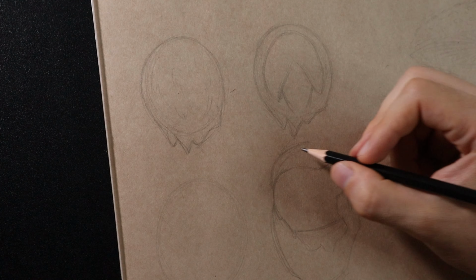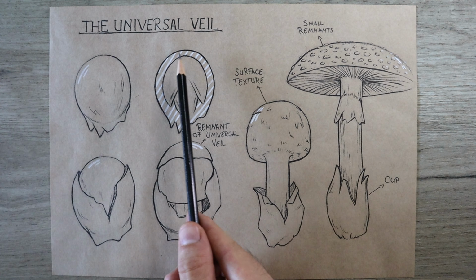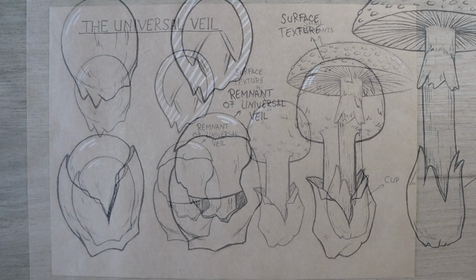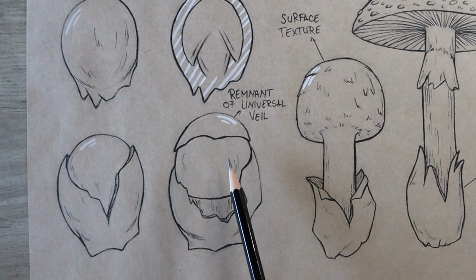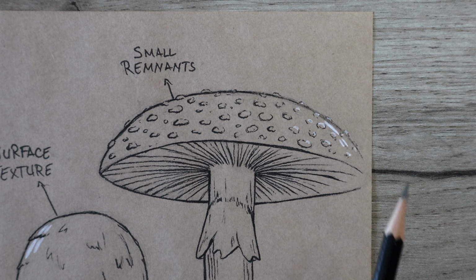Now, the universal veil is basically a capsule that covers and protects the mushroom in its early stages of development. Once the mushroom emerges from its protective hull, the universal veil can sometimes, but not always, leave pieces of tissue on top of the cap. Depending on the properties of that tissue, the remnants can be anything from a single large chunk, like in this illustration, to multiple smaller pieces, like in the case of this mature mushroom.